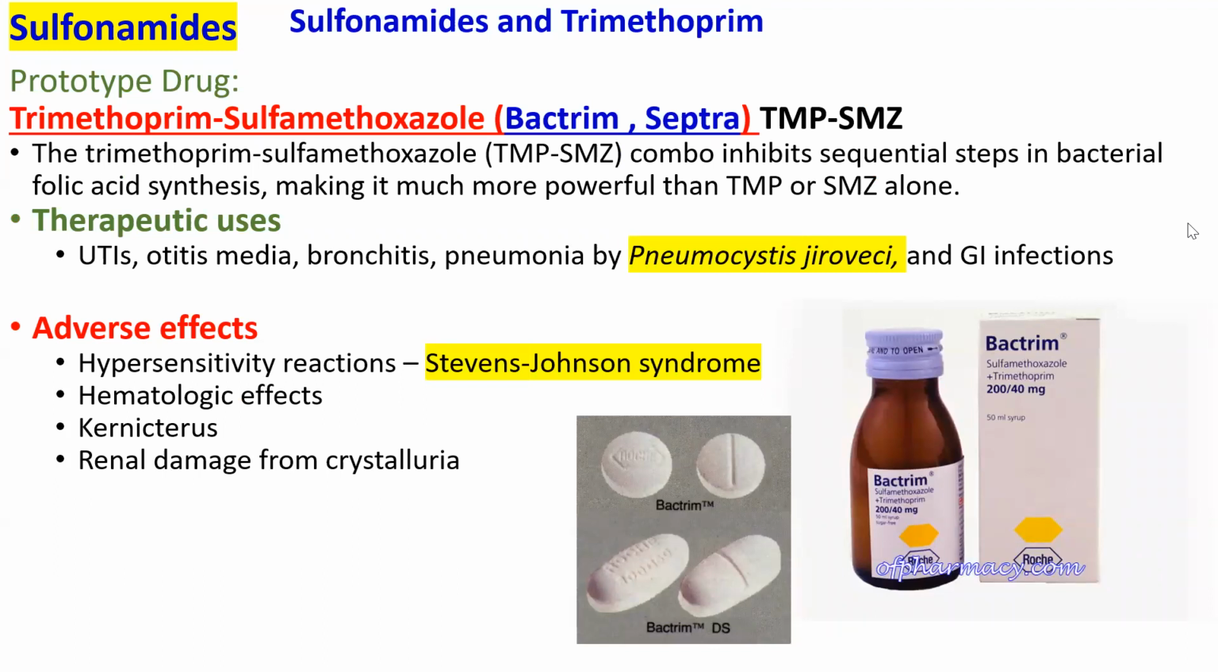The side effects of the sulfonamides would be hypersensitivity reactions, hematologic effects, kernicterus, like the increased level of bilirubin, and renal damage from crystalluria.